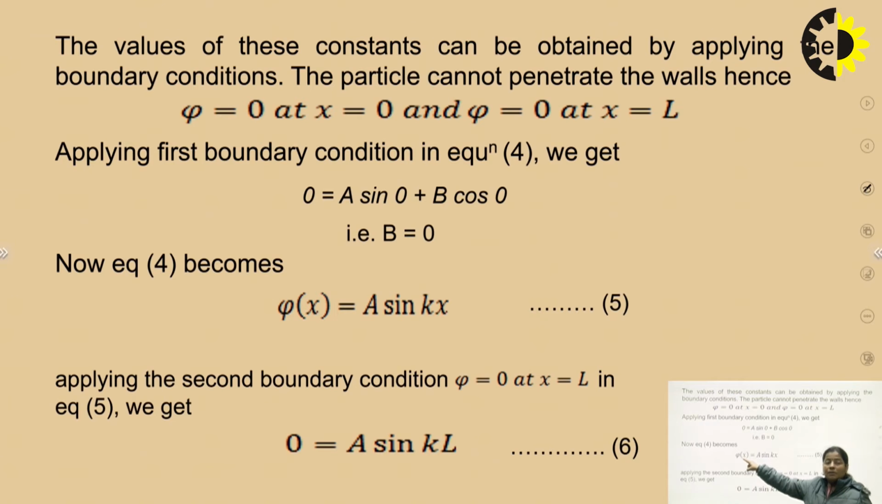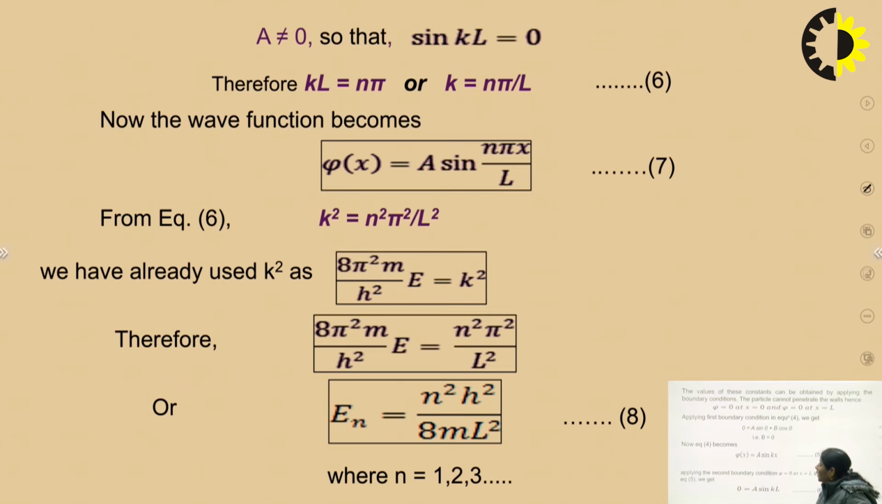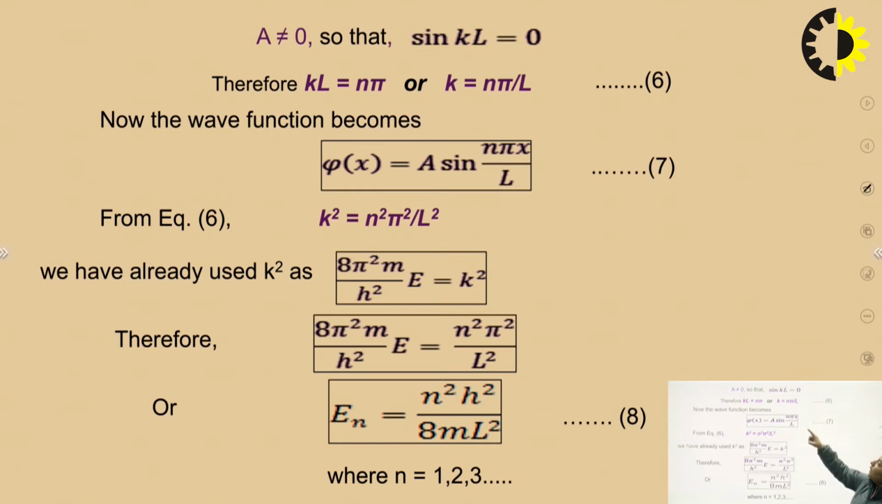So it vanishes. So therefore A cannot be 0. So one part we have obtained. A cannot be 0, so definitely the other part, sine KL, has to be 0. Now again, sine KL has to be 0, but KL cannot be 0.